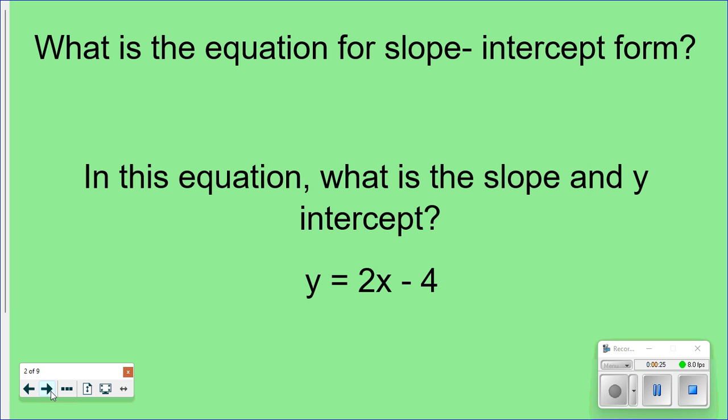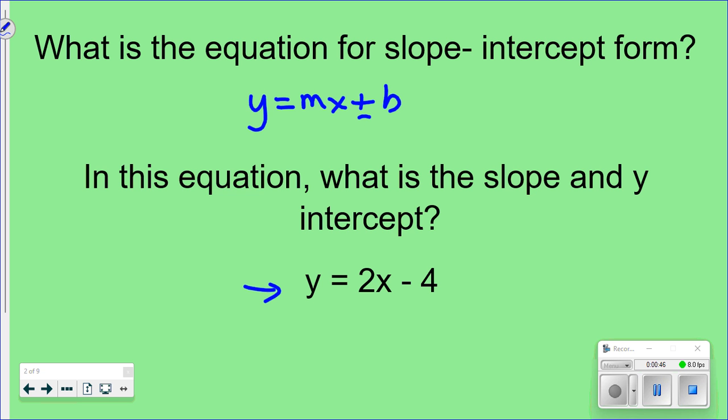So the first question I have is, what is the equation for slope-intercept form? What equation, meaning what format, should it be in? So the format it should be in is this. Remember, it can be plus b or minus b. This is called slope-intercept form. And then below here, I have what is the slope and what's the y-intercept.